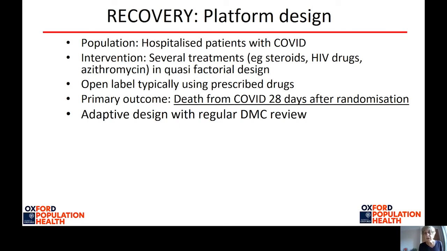And the primary outcome was death from COVID within 28 days of randomization. Because this is such an unequivocal endpoint, there were no real anxieties about it being open label. And essentially what that meant was an adaptive design, and if a treatment was shown to be clearly beneficial, then that arm could be stopped.